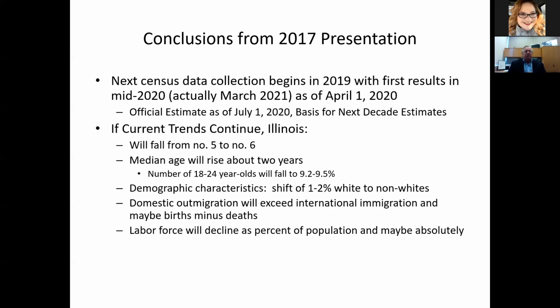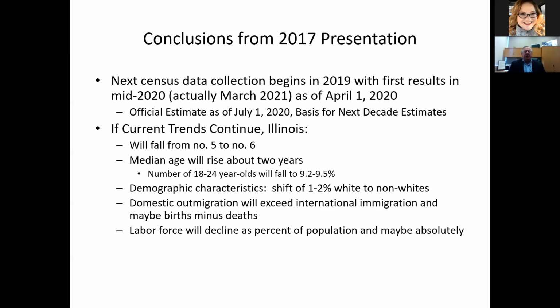The data that are released in March of 2021 will be as of April 1st, 2020, but the official estimate of populations is as of July 1st, 2020, and those July 1st estimates are then used to make projections for the next decade. At that point, I said the following: if the current trends that I observed in early 2017 continued, Illinois would fall from number 5 in population to number 6. The median age would rise about 2 years. The number of people and the percentages of the population in the 18 to 24-year-old cohort would fall to 9.2 to 9.5% from roughly a little over 10% in 2010.